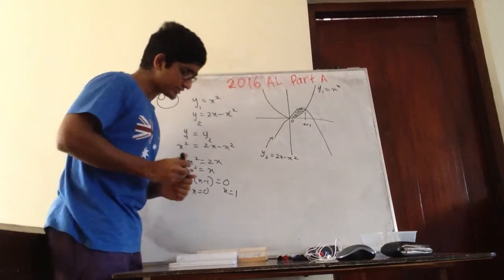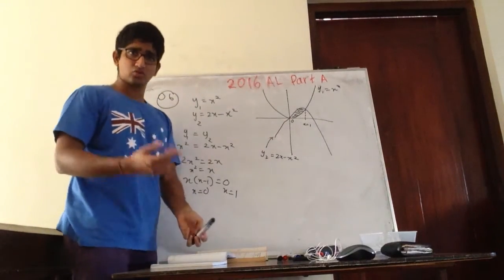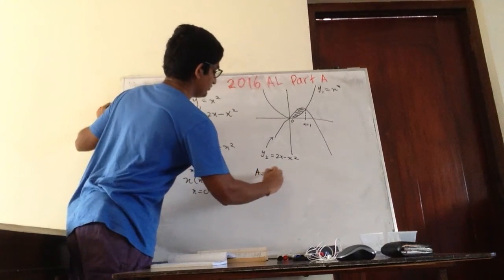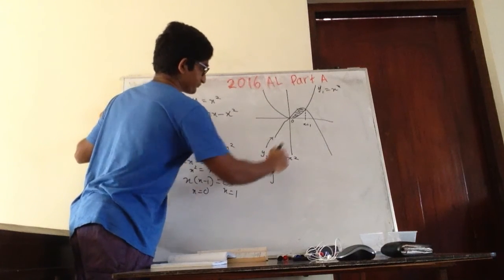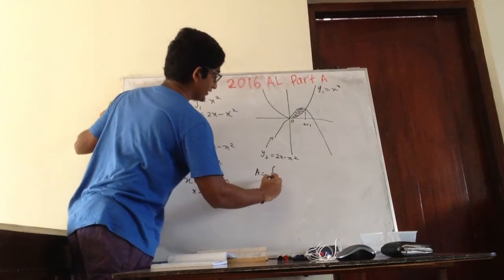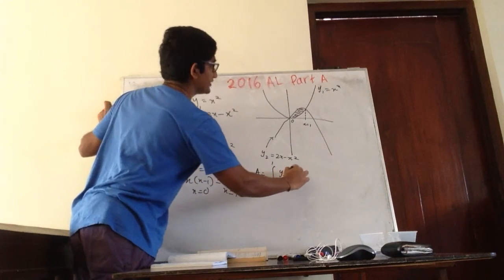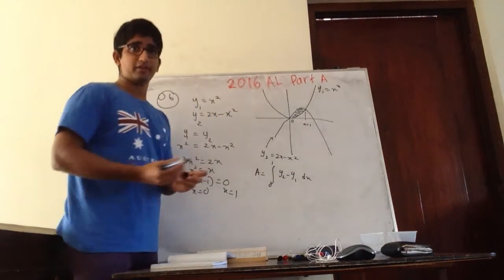Clear? So they are asking what? The area of the region enclosed by the curve. So this is the thing, no? So we can get this answer by what? So the area will be what? Integration of, so integration from 0 to 1 of y2 minus y1 dx, right?